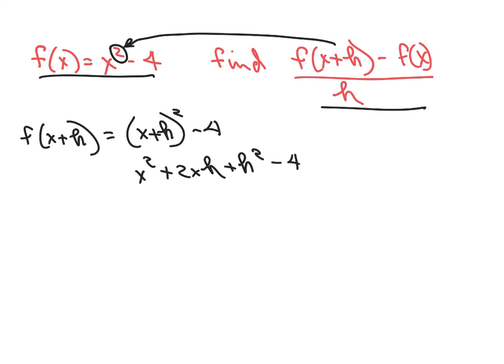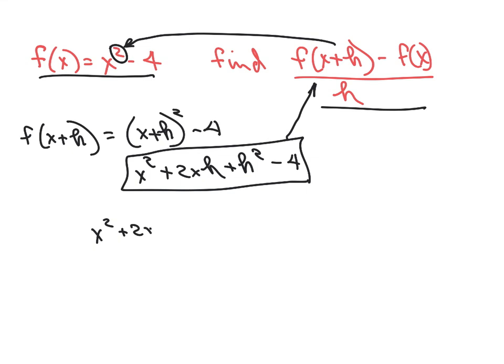And I cannot combine anything. So this will go there. And this, x squared minus 4, will go over here for f of x. And that'll be over h. So let's write that whole thing out. X squared plus 2. Okay. And I like to put in parentheses because of that minus sign. And then when I take the parentheses off, let's just do that here. It's going to change the sign. Don't forget to change the sign.